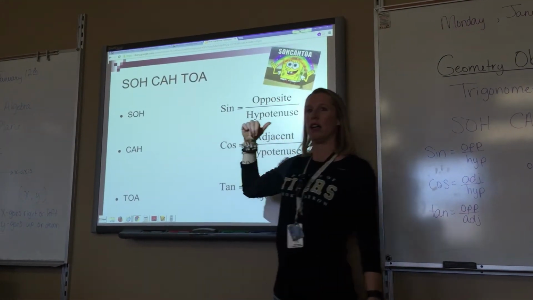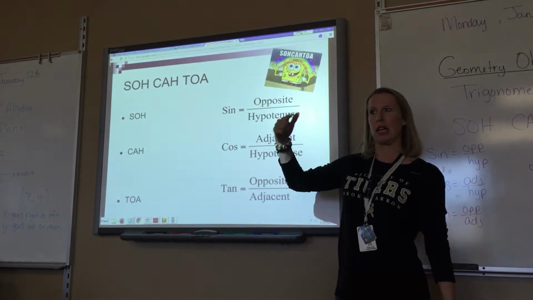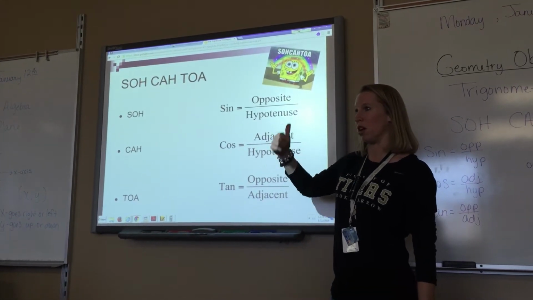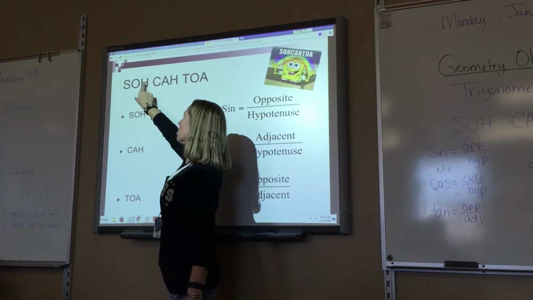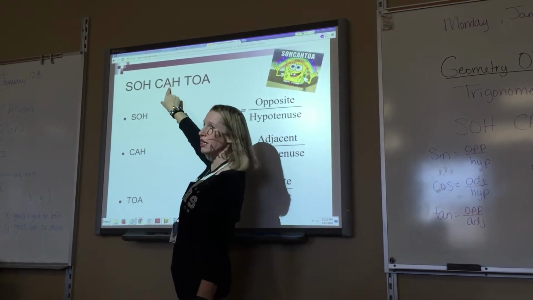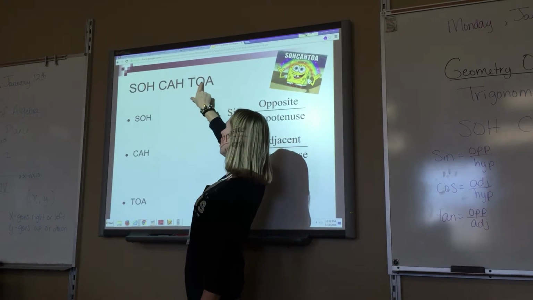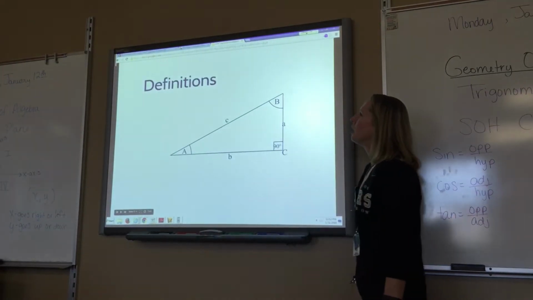So Sohcahtoa, some old hippie caught another hippie tripping on acid. So you remember how to spell it. So you know sine is always opposite over hypotenuse. Cosine is adjacent over hypotenuse. Tangent is opposite over adjacent.